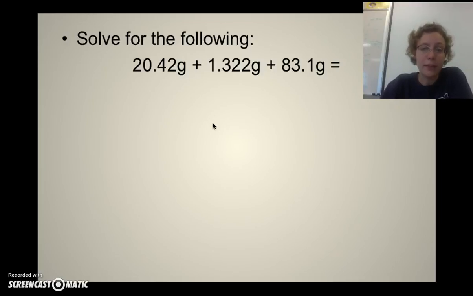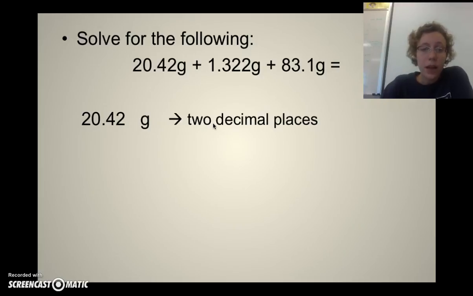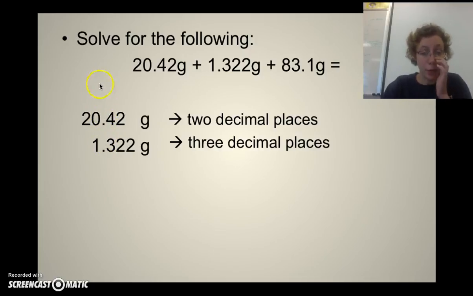Solve for the following. So if we have these 3 numbers and we're trying to add them together, we need the least significant decimal place. So one thing I like to do, and it really does help, is to line up all your numbers vertically and lining up those decimals. So if I've got 20.42, I've got 2 decimal places there. I'm going to line up my 1.322. So notice how my decimal points are in alignment vertically. Got 3 decimal places, so 3 numbers after the decimal place is what that's referring to.